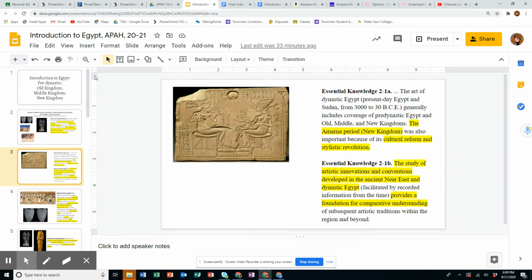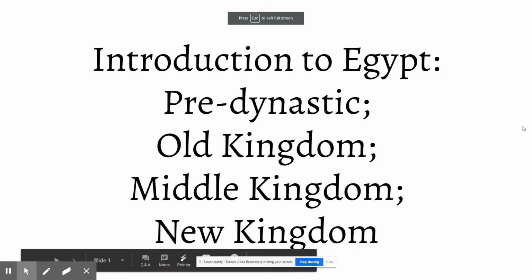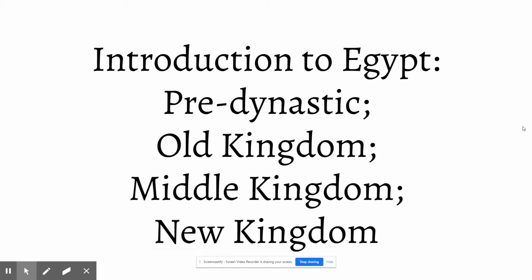Okay, going to do a quick introduction to Egypt. Here we go. There are four basic periods that we'll talk about with respect to Egypt. There's the pre-dynastic period, the Old Kingdom, the Middle Kingdom, and the New Kingdom. Now, in truth, there are more periods in Egyptian history than just these, but these are the ones that we're going to be concerned with.